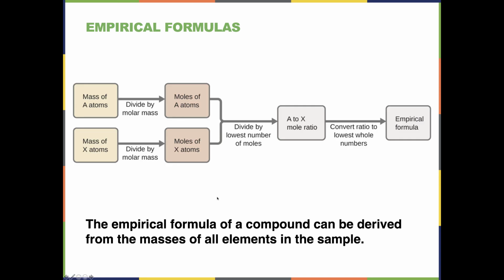Here's what it looks like in a diagram. You have a mass of A and a mass of X. You divide by the molar mass of A and the molar mass of X, and you get the moles of A and the moles of X. Then whichever one of these is smaller, you divide that into the larger one, and that gives you the ratio of A to X. And that mole ratio, once it's converted to smallest whole numbers, is the empiric formula.